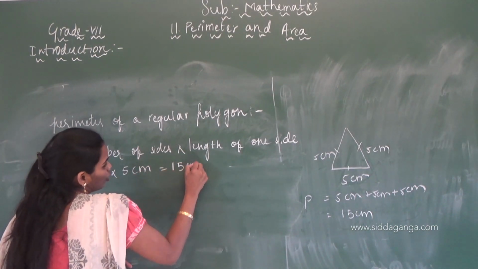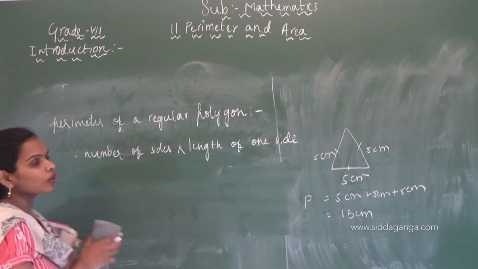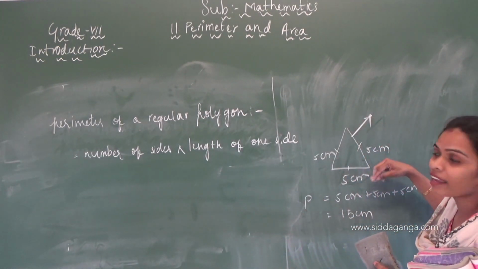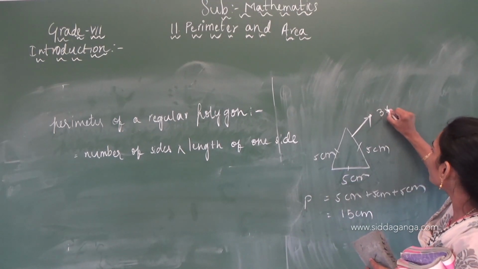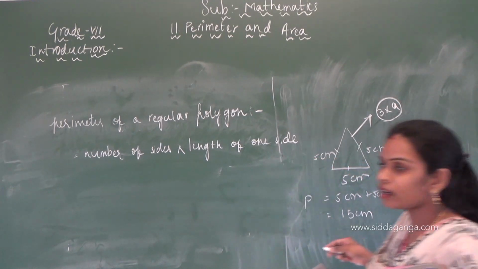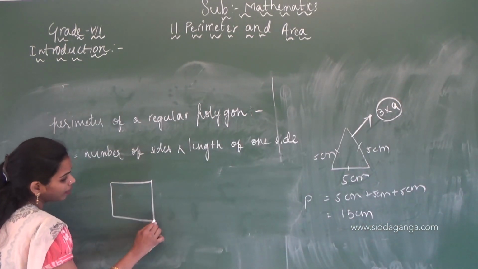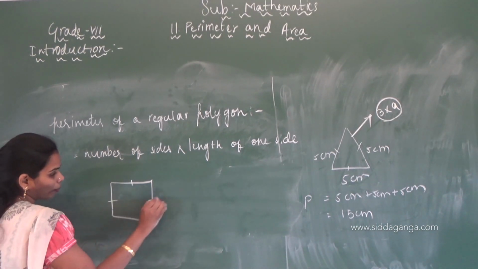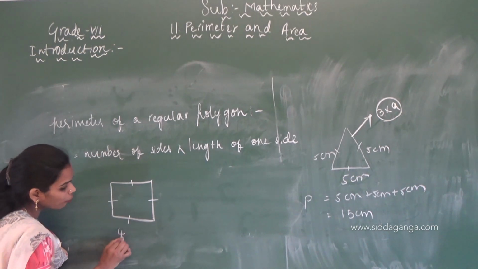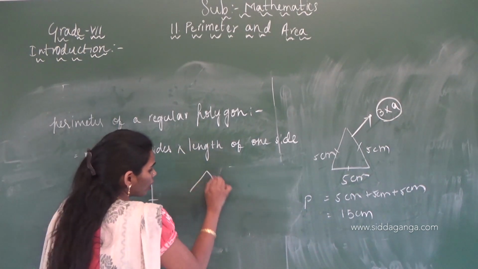50 centimeters. Correct? Okay. So we can directly tell that in the case of an equilateral triangle, the perimeter is 3 into A, where A is the length of one side. In the case of a square, all sides are equal, so we can use 4 into A.